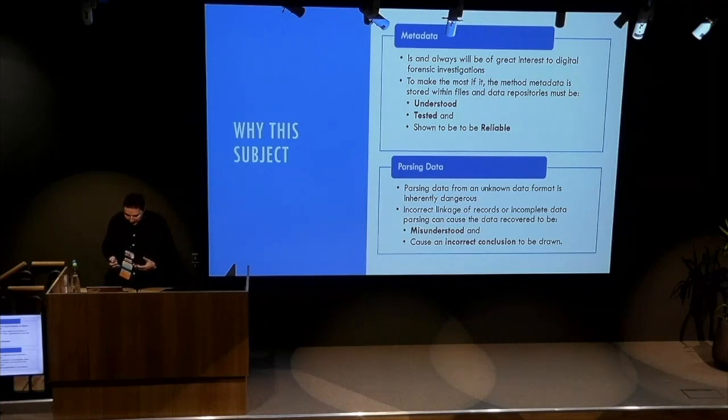So, parsing the data. If you have ever tried to parse a file that you are not familiar with, and I'm sure most people have at some point, it's very difficult. You're kind of going blind, you open it up in hex, you start looking at it. It's a very arduous process. You can also make incorrect assumptions about offsets and about what various things mean. Just because something works this time doesn't mean it will work the next time you look at the same type of file. So it's often misunderstood, and this can often lead to an incorrect conclusion being drawn.